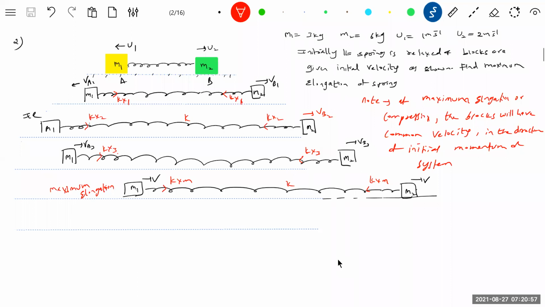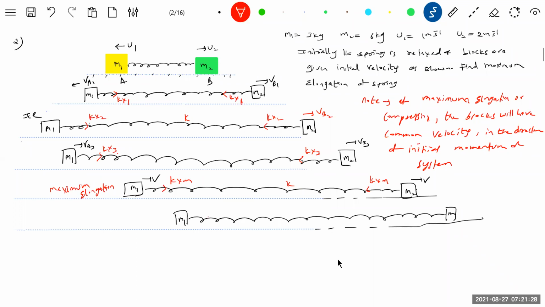Okay, now here check the initial momentum. Initial momentum is towards right. So at maximum elongation, both the blocks must have a common velocity in the direction of initial momentum. So how to calculate this? We apply that the net force acting is zero. Very next moment, again, what do we get? We get a situation like this, but this is again elongation only.